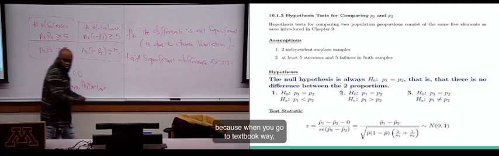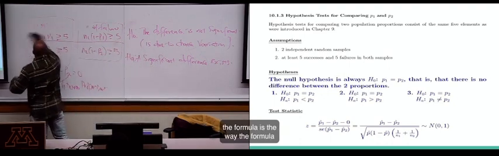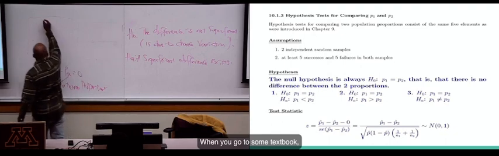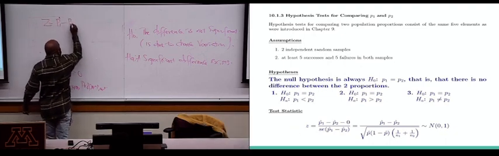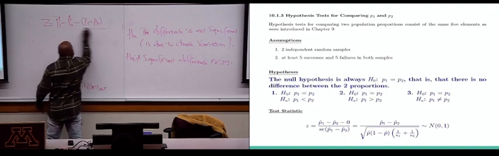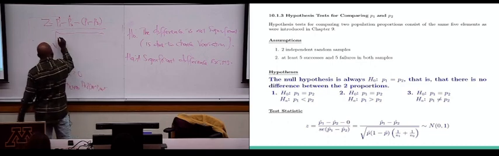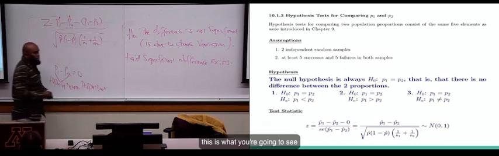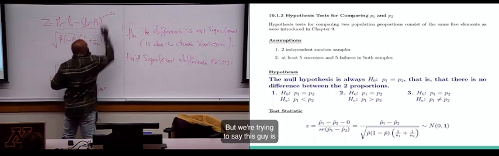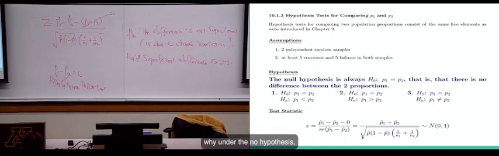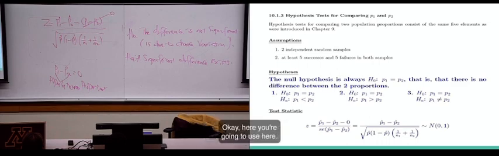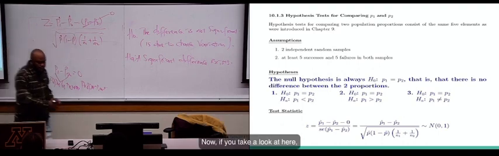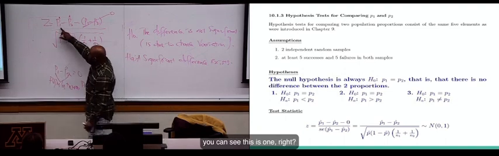Because when you go to a textbook, the way the formula is written, it's going to look like this. When you go to some textbook, this is what you're going to see. But we're trying to say this guy is 0. Why? Because under the null hypothesis, we're trying to say there's no difference between them. Now, what you use here is what you're going to use here. If you take a look, you can see this is P1.